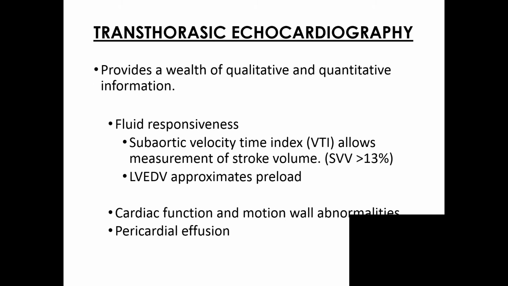So what is stroke volume variation? It is a change in the amount of blood ejected from the left ventricle into the aorta with each heartbeat. A stroke volume variation of more than 13% is indicative of fluid responsiveness. The left ventricular end diastolic volume is a surrogate, or it approximates the preload of the patient. Other than that, cardiac function, wall motion abnormalities, and pericardial effusion can all be determined and detected as well.